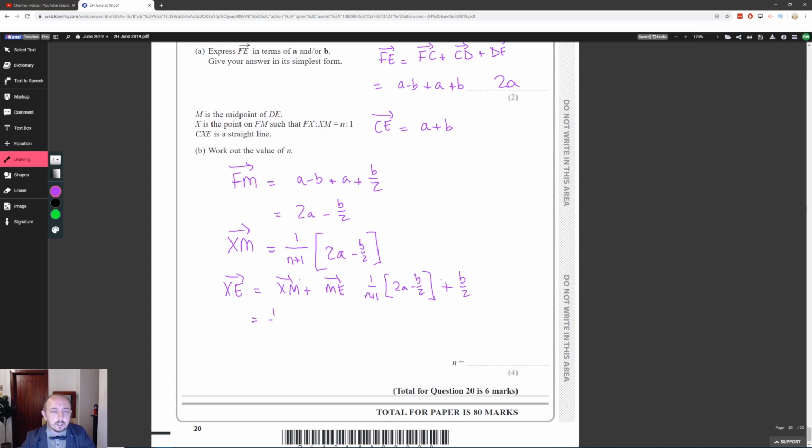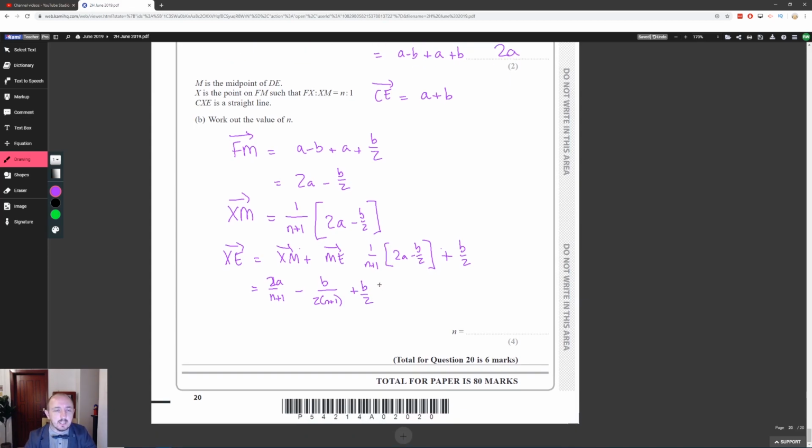So we've got 1 over n plus 1 multiplied by 2a, so I'm going to put the 2a on the top, minus this thing in front multiplied by b over 2. So we're going to have b over 2 brackets n plus 1. And then we're going to add b over 2 at the end. And we can take the a out as a factor here. So we've got 2 over n plus 1. And then we're going to have b over 2. We've got b over 2 as a factor here. Let's just take out b.